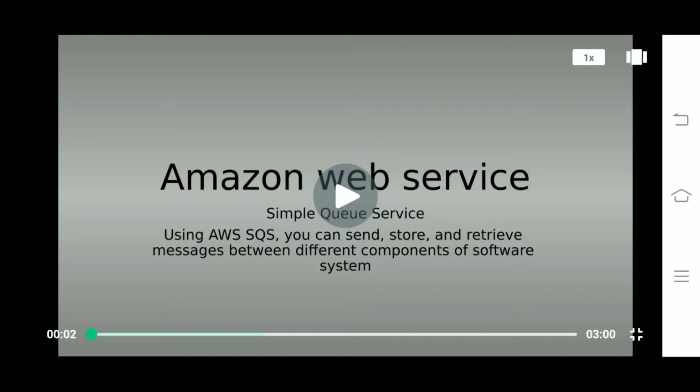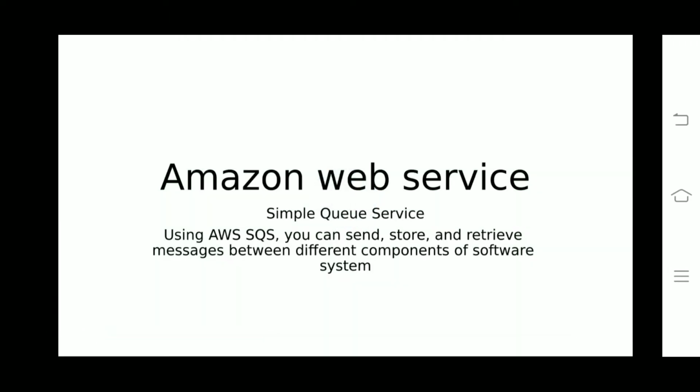So today we're going to learn about Amazon Web Service, and specifically SQS. SQS is the Simple Queue Service, and this is used to maintain the communication between different components of the software system. When you use this, you can send messages, store messages, and retrieve messages.